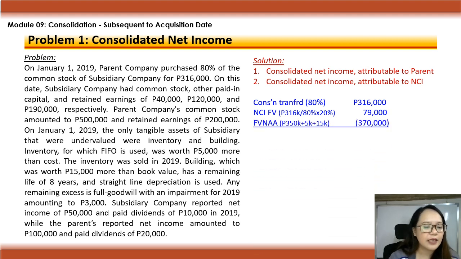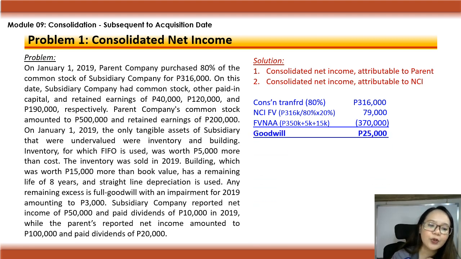Then your fair value of net assets acquired computed as, nag-start ako sa book value of net assets acquired kasi given siya. Paano yun kinompute? Yung common stock, 40,000, APIC, 120,000, and then retained earnings, 190,000. Your total book value of net assets acquired is 350,000. And then you have your fair value adjustments as follows. 5,000 for inventory and 15,000 for the building. So your fair value of net assets acquired is computed as 370,000. Goodwill ka pa din naman, 25,000. Okay, good.